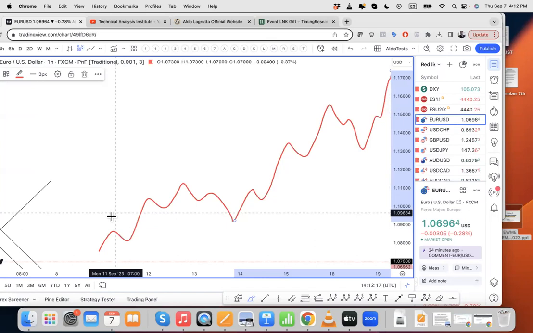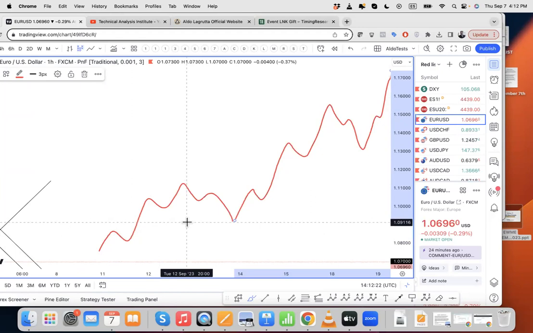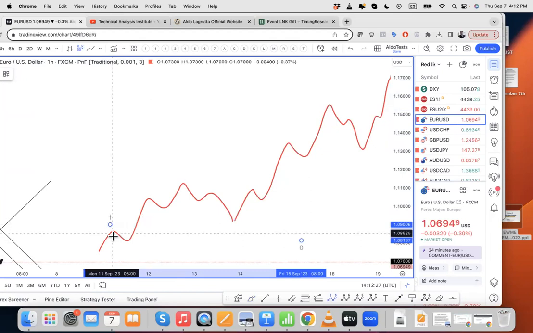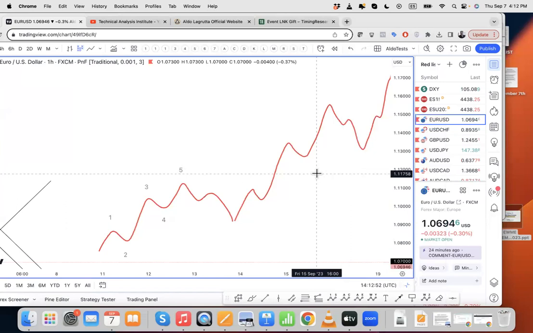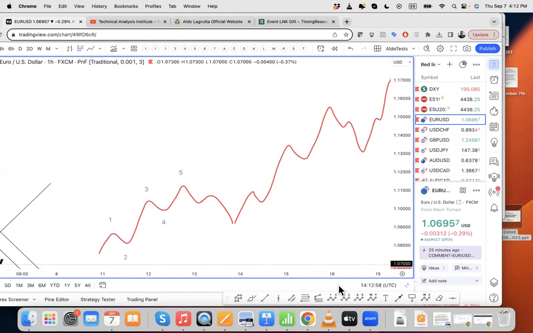So let's say that we label these patterns. Let's label them together. Let's say that we put this as 1, 2, 3, 4, and 5. You can see that these numbers are single numbers, and these five waves here will represent the first leg of a much larger pattern, right? But it is also still the first leg. So we would label that with a different degree. It will be like this.